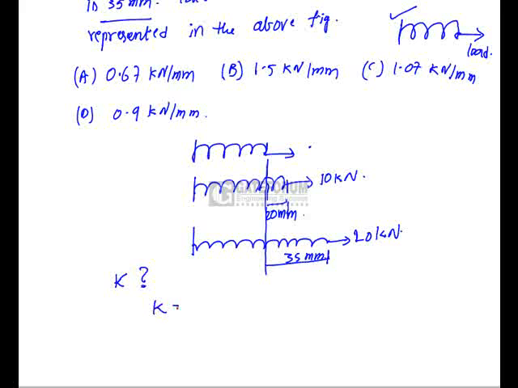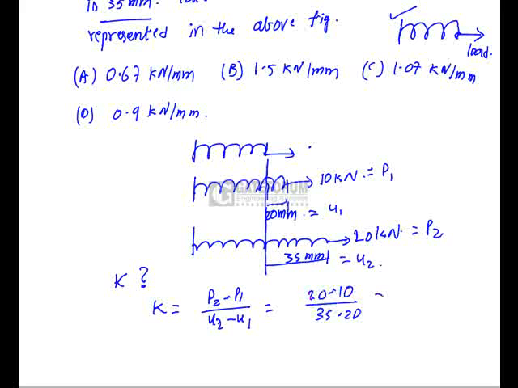So stiffness is equal to (P2 minus P1) by (U2 minus U1). Here this is P1 and this is P2, this is U1 and this is U2. By substituting the values, (20 minus 10) divided by (35 minus 20) implies 10 by 15. We will get it as 0.67 kilonewton per millimeter. So option A is correct.